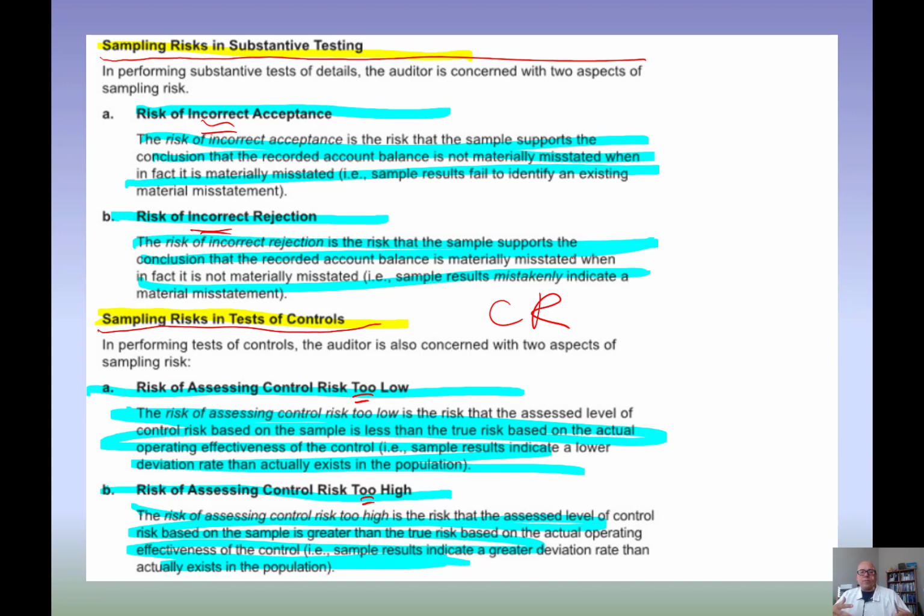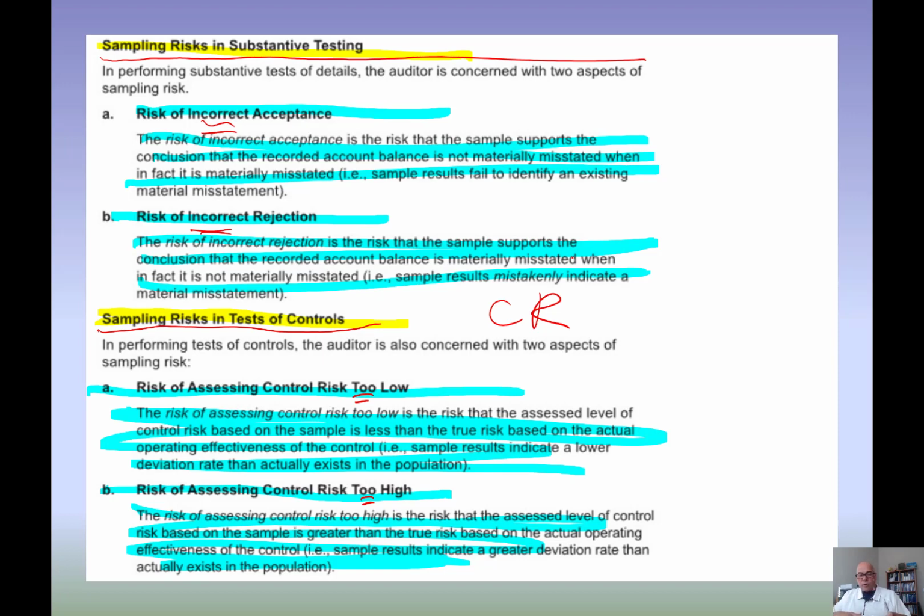The auditor concludes that the financial statements are not materially misstated when in fact, based on the sample, I pull 100 confirmations and everything came back okay. So I conclude that the financial statements are not materially misstated based on the sample, when in fact, if I had looked at more transactions or all the transactions, I would have determined that there was a material misstatement. So I incorrectly accepted these financial statements. That's bad. That's audit failure. That is not an effective audit.